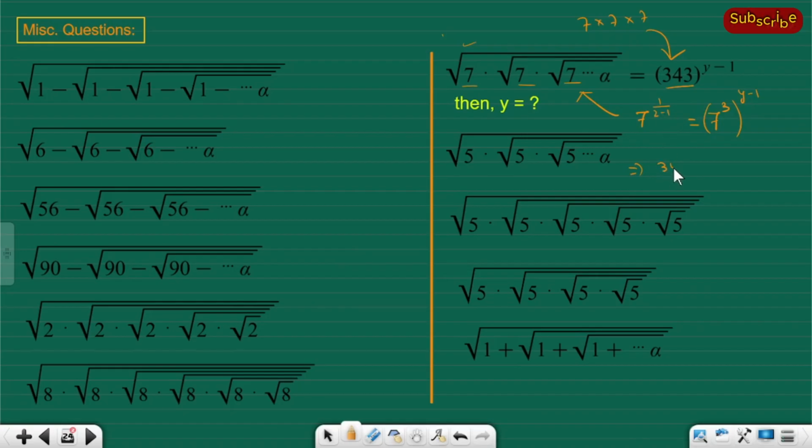So 3y minus 1 equal to, 3y minus 3. 3 into minus 1. Okay, 3y minus 3 equal to 4. This implies y equal to 4 by 3 is the answer. The rest of this you can solve. Easy one.